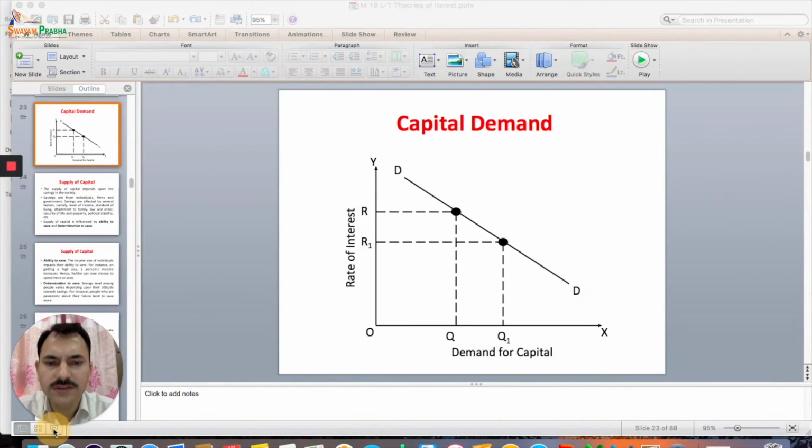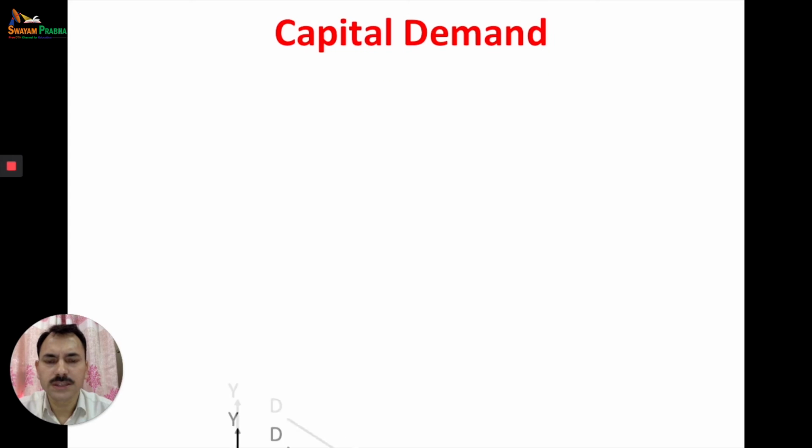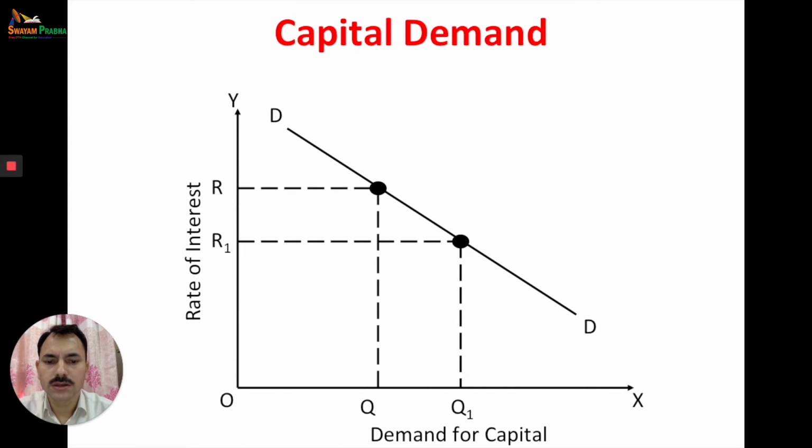This can be explained with the help of the following diagram. This diagram shows the relationship between demand for capital and rate of interest. On the X-axis we have demand for capital, and on the Y-axis we have the rate of interest. DD is the demand curve, and I have already stated that there is an inverse relationship between quantity demanded or demand for capital and rate of interest. It means the higher the rate of interest, the lower the demand for capital.